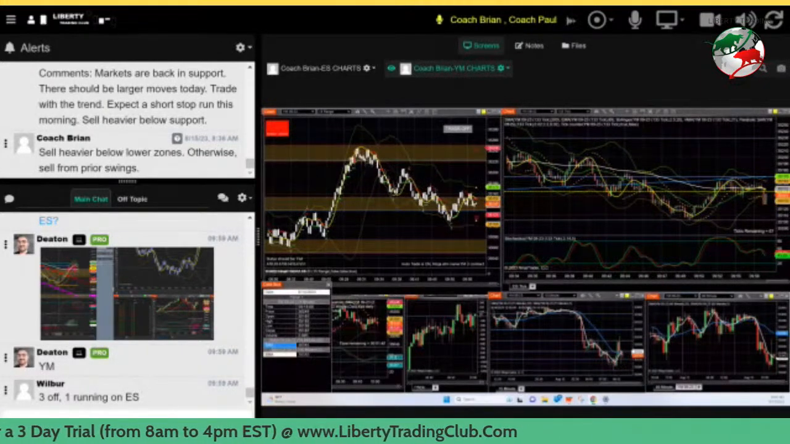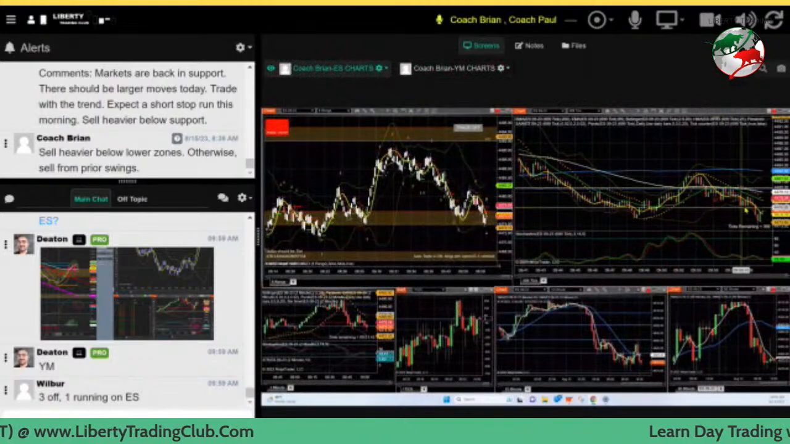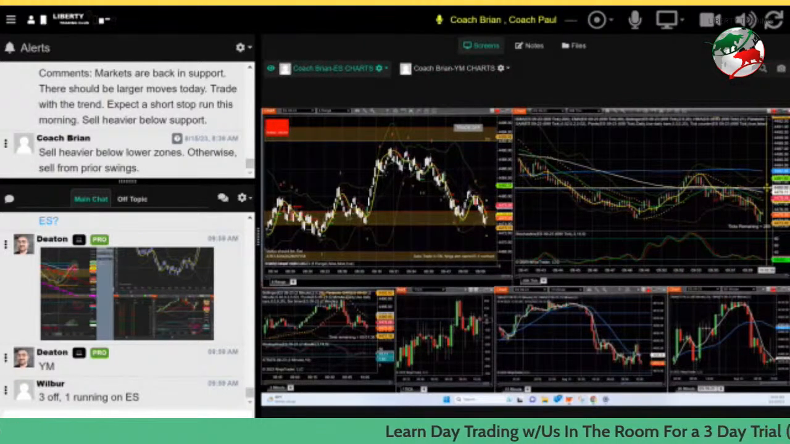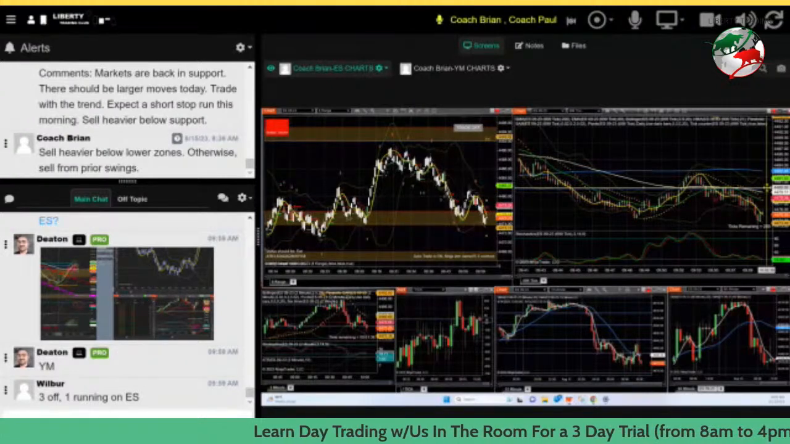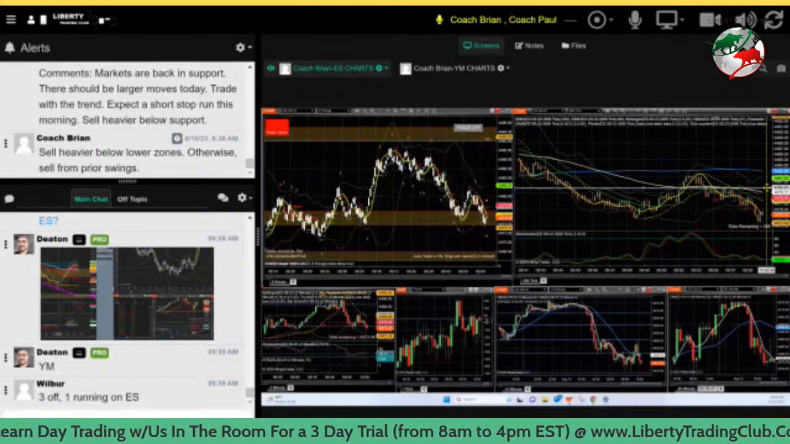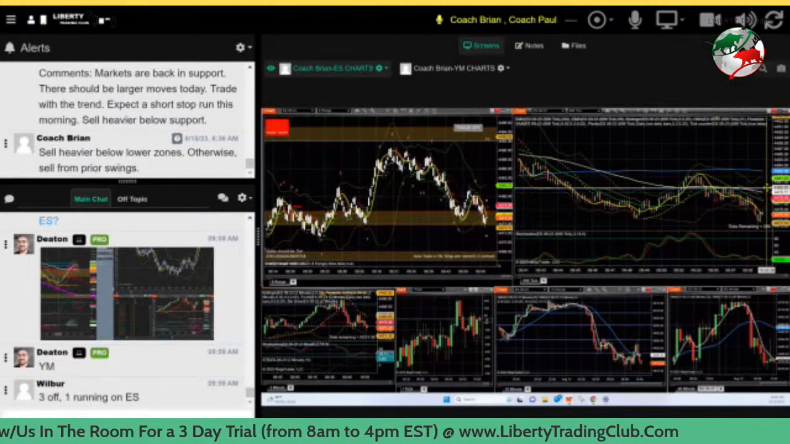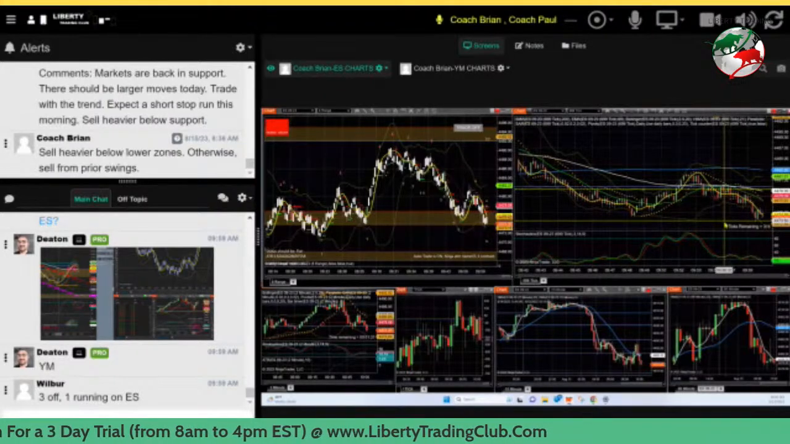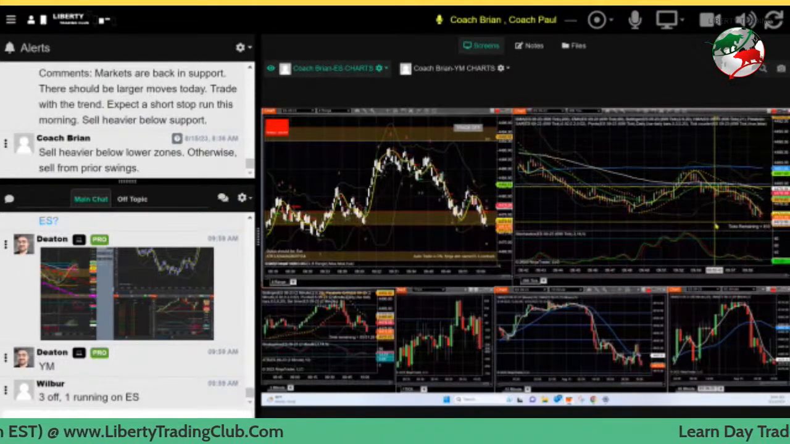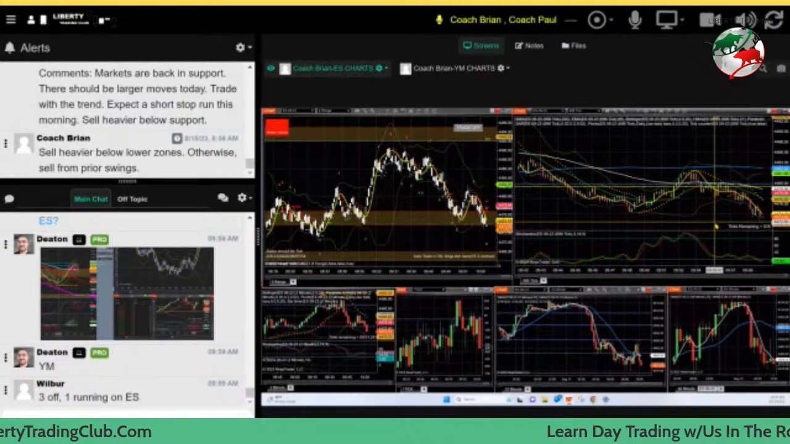ES, bring those stops down some. That's all you got to do. Lock in a couple ticks on the ES here now. Lock in a couple ticks. Let's try to bust through those lows. See how complicated that is?